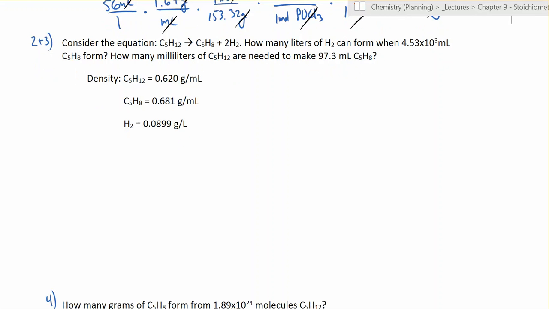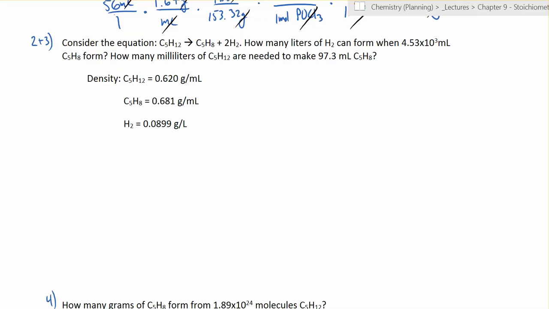Consider another equation. This is C5H12, which is pentane, decomposing to C5H8 and 2 H2s. Pentane decomposing to pentyne and hydrogen gas. The question reads, how many liters of H2 can form when 4.53 times 10 to the 3 milliliters of C5H8 form? Question 3 reads, how many milliliters of C5H12 are needed to make 97.3 milliliters of C5H8? So we have two different problems going on here, but they're both going to follow the same pattern.